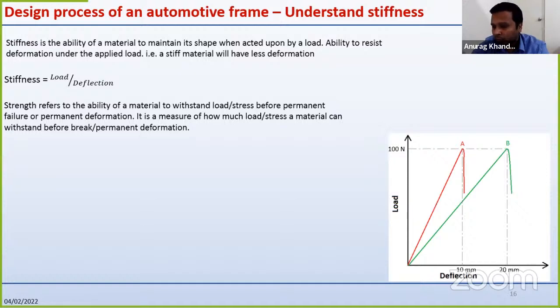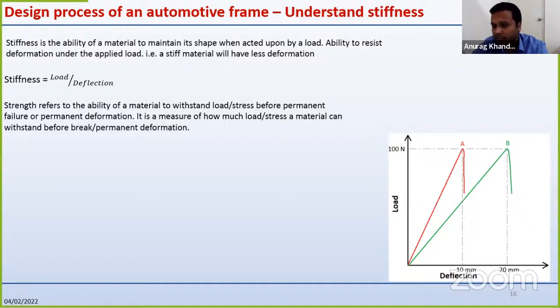I'll pause for a second. Please think about which material is stiffer. It is clearly evident from that, but just give it a thought. So what you see here is obviously that material A is stiffer, because for the same exact application of load of 100 Newton, material A deflects only 10 mm, whereas material B deflects more, meaning it has more deformation.